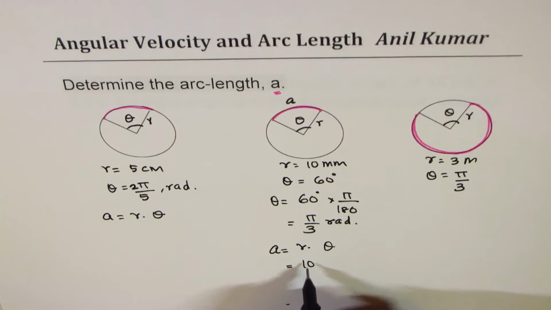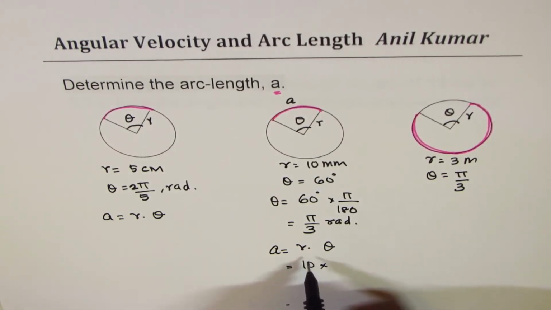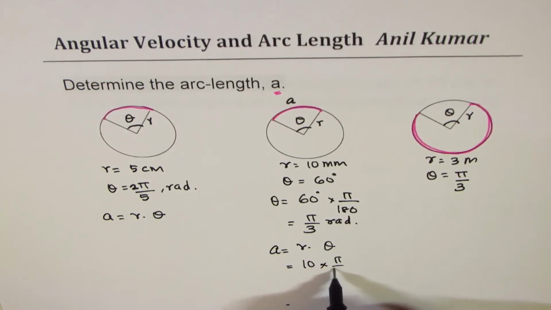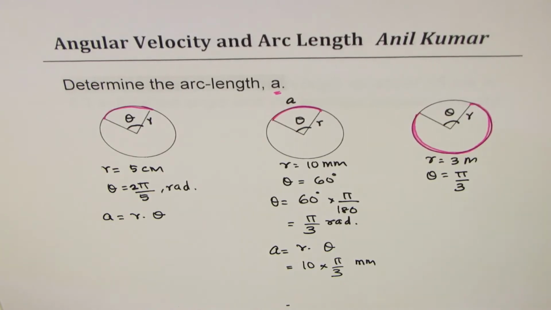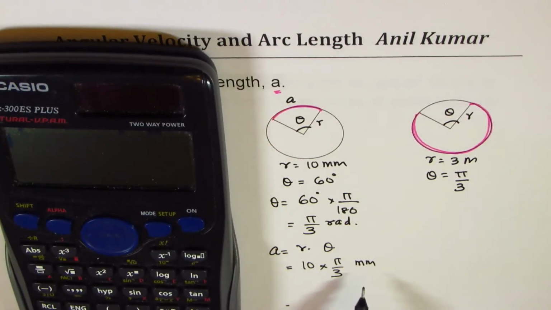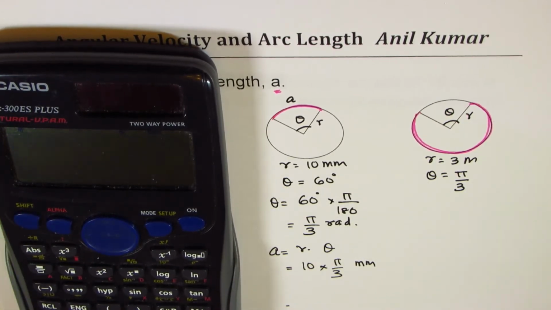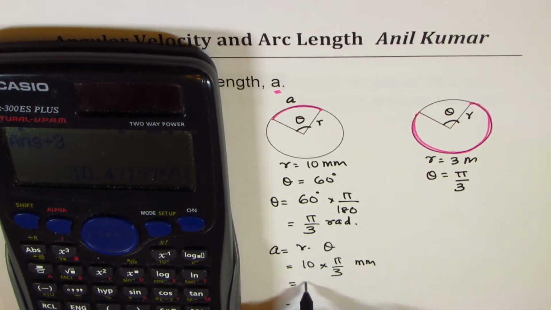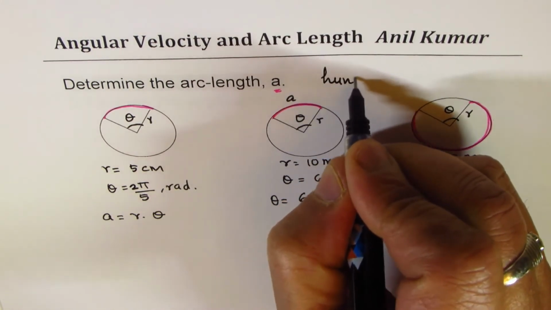Once you know radians, you can say arc length A is equal to radius times theta. In our case, radius is 10, units are millimeters. And the arc length will be 10 times pi by 3. And the units will be in millimeters, correct? So we can always use the calculator. We may round our answer to hundredths. So we'll do 10 times pi, and then we'll divide by 3. In decimals, it is equal to 10.471, which can be rounded to 10.47, correct? So you can round your answer to hundredths.